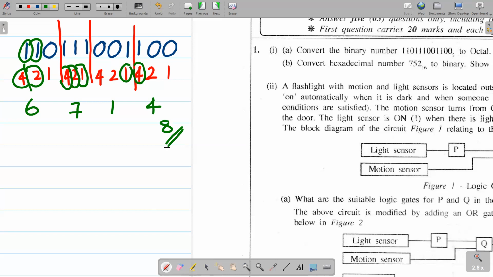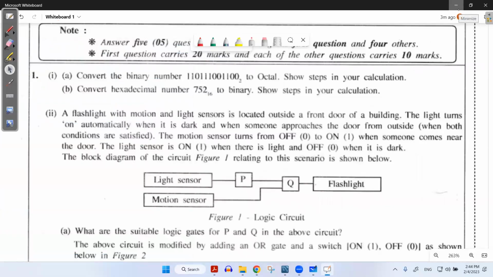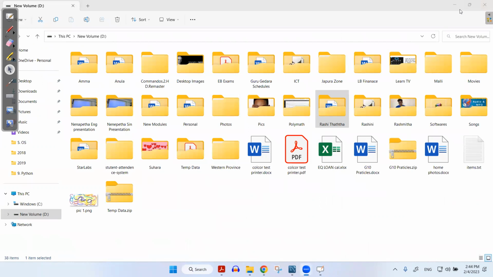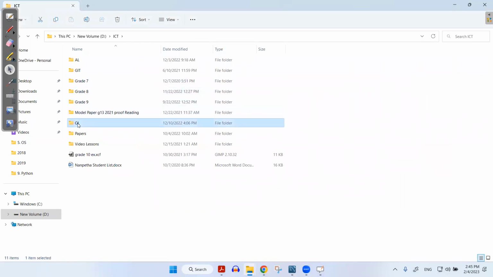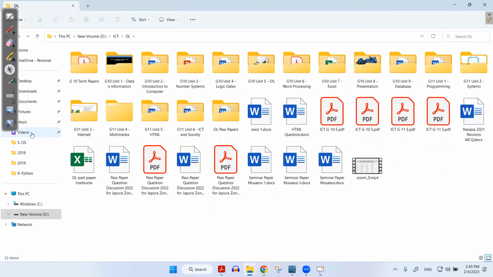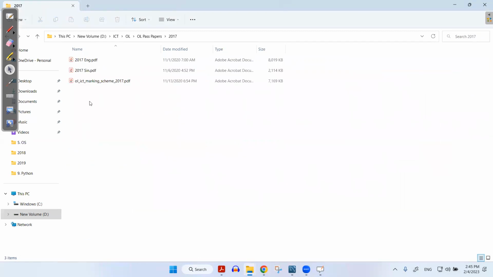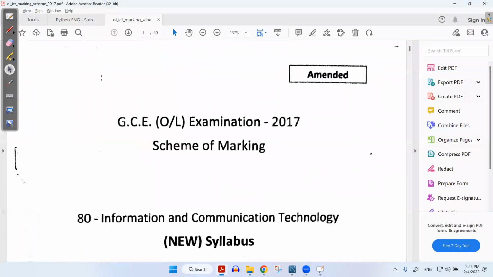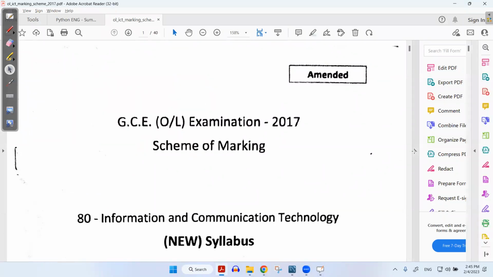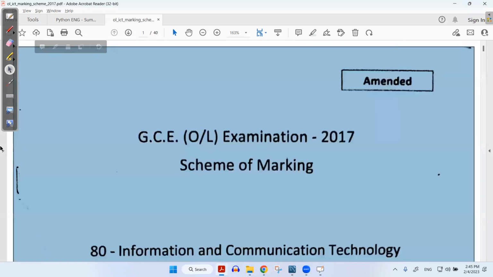So let's see how many marks they have given for this. So this is the marking scheme.